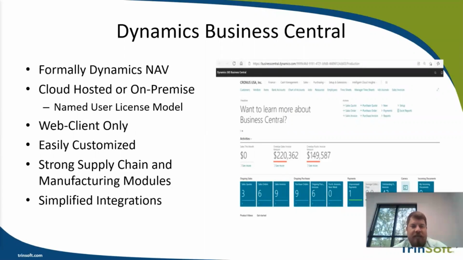It's also very strong in the supply chain and manufacturing models, where GP is a little bit weaker in the inventory modules, supply chain and manufacturing. Business Central is a little bit stronger in those modules, MRP, things like that. And then finally, we have simplified integration. So we're all used to the integration managers or whatever there may be for GP, where it's a little more file-based. Business Central is a little more modern in that way, that we can use APIs a little bit better, and we can move data back and forth in a little bit more modern fashion.